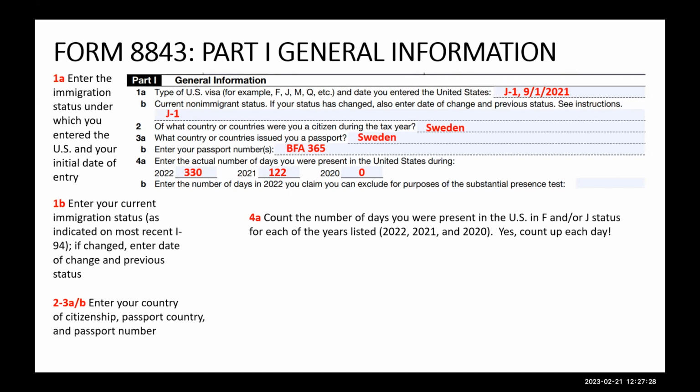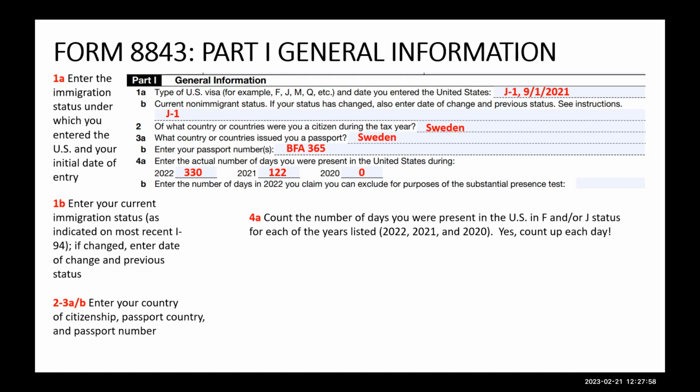These 3 years correspond to that substantial presence test where you take the full number of days in 2022, 1/3 of the days in 2021, and 1/6 of the days in 2020, right? But remember, you all are most likely exempt individuals as either J1 scholars or F1 or J1 students. And so for that reason, you need to enter the number of days in 2022 you claim you can exclude for purposes of the substantial presence test.